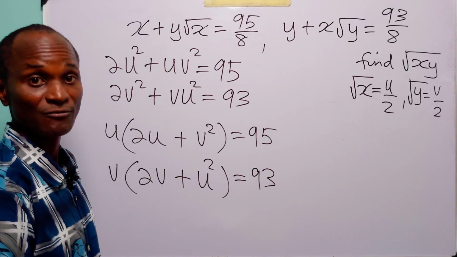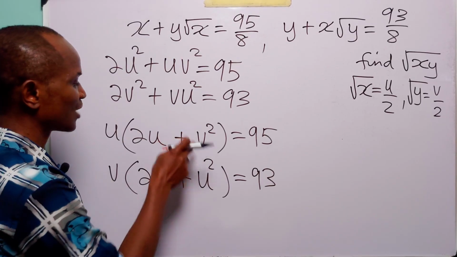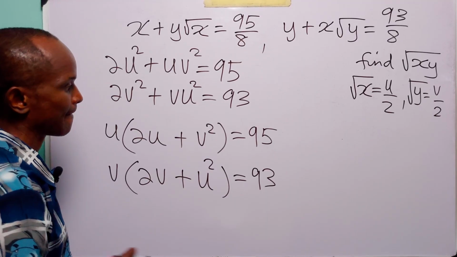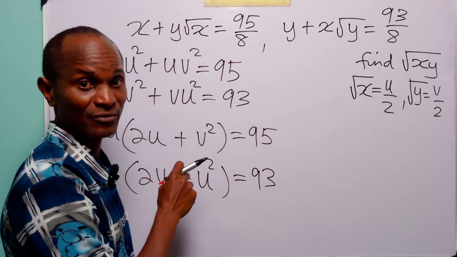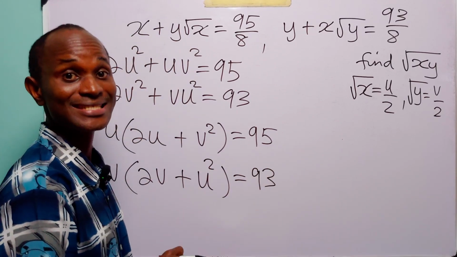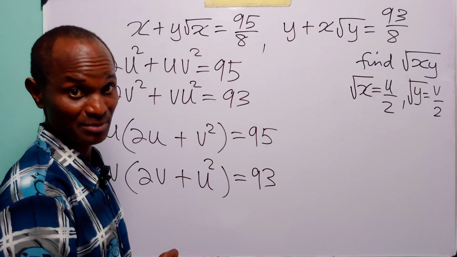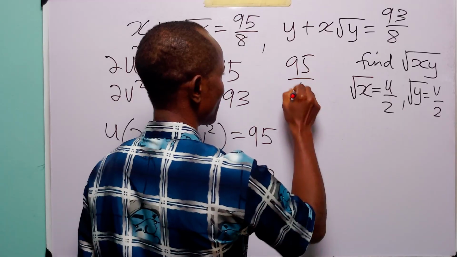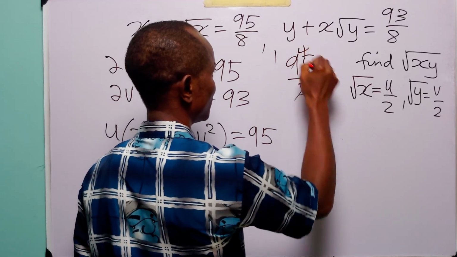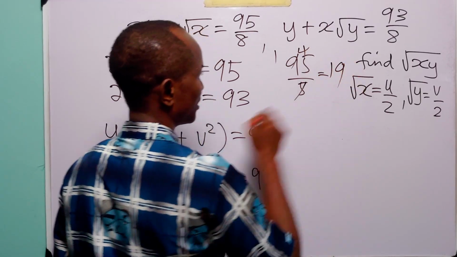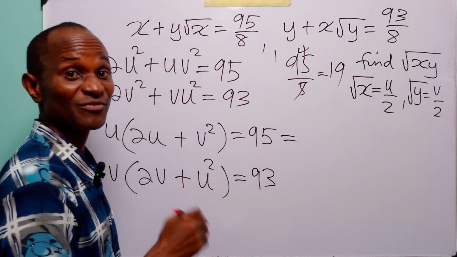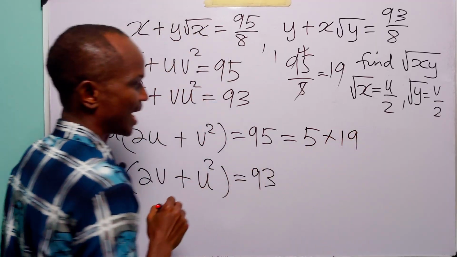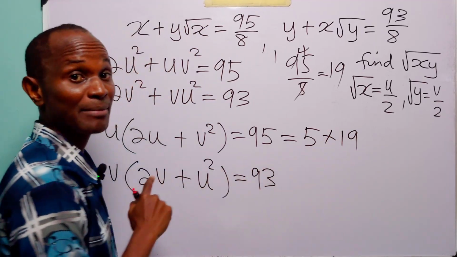Now, at this point, instead of doing algebraic manipulations to try and solve this system of equations, we are going to do numerical manipulations. Let us look at this number 95. It ends with a 5, so obviously it is divisible by 5, and we know that 5 is a prime number. Now, 95 over 5 is equal to 19. So 95 is 5 times 19. And these are both prime numbers.